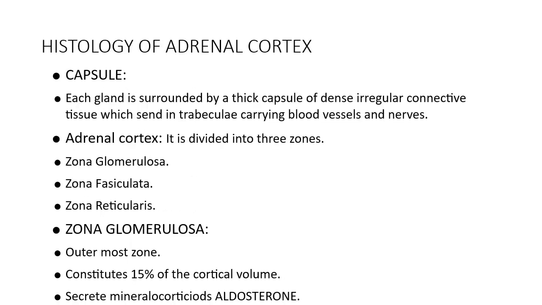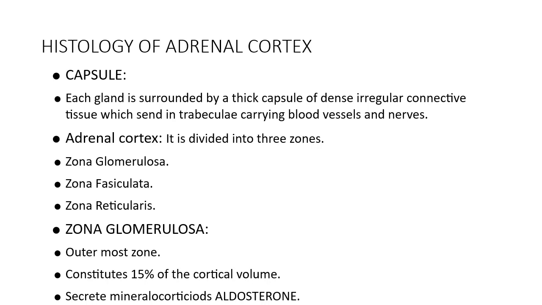Now coming to the histology of the adrenal gland, that is, how the adrenal cortex appears under the microscope. You will first see an outer layer of capsule, made up of dense irregular connective tissue, which sends in septa or trabeculae carrying blood vessels and nerves along with it. The adrenal cortex is divided into three zones, namely zona glomerulosa, zona fasciculata, and zona reticularis.